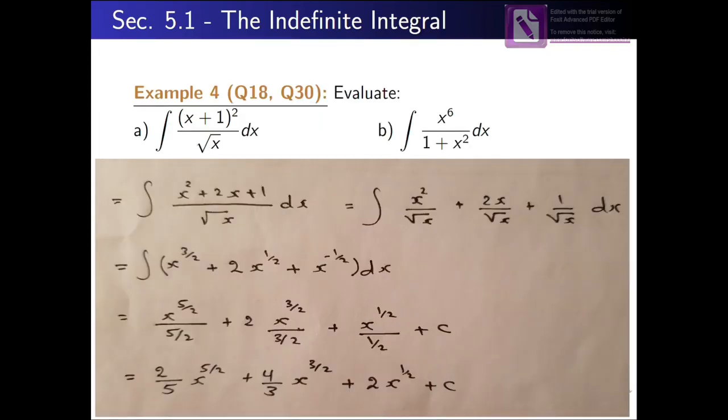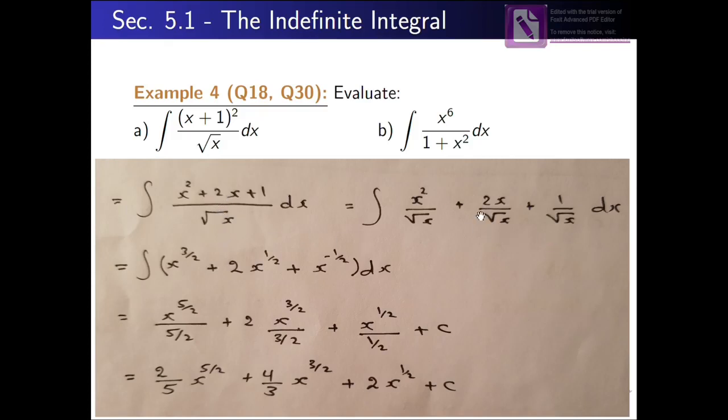Then we have example number 4, evaluate integral of (x plus 1) all square over root x dx. So for this one, it is unlike the differentiation. Once we differentiate, we use the quotient rule. But here in the integration, no. First, you have to find what is (x plus 1) all square, which is x square plus 2x plus 1, divided by root of x. Then we will take x square over root x plus 2x over root x plus 1 over root x.